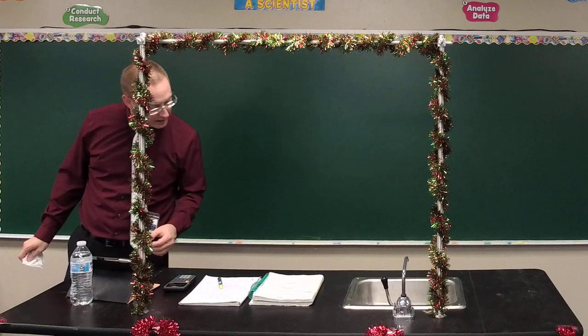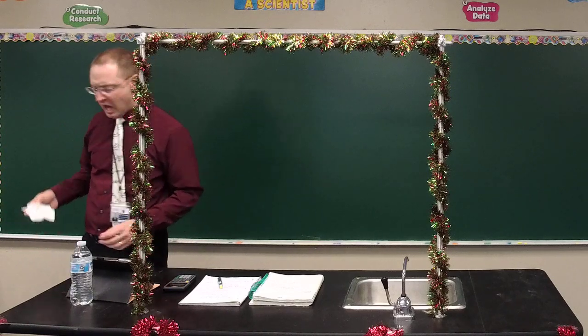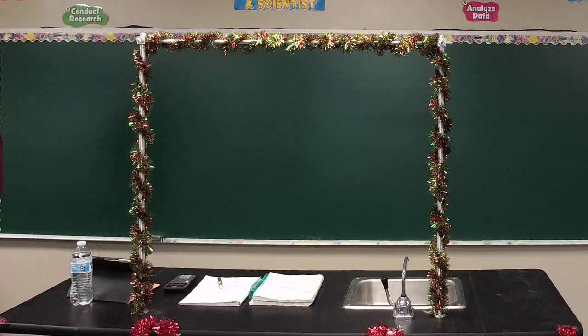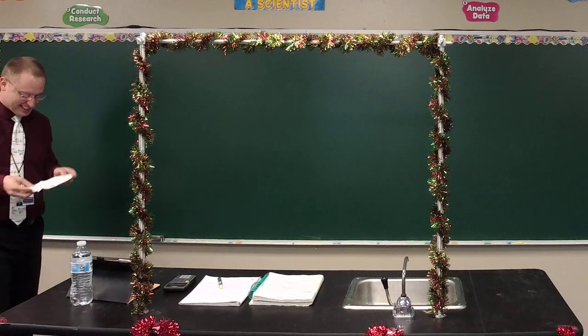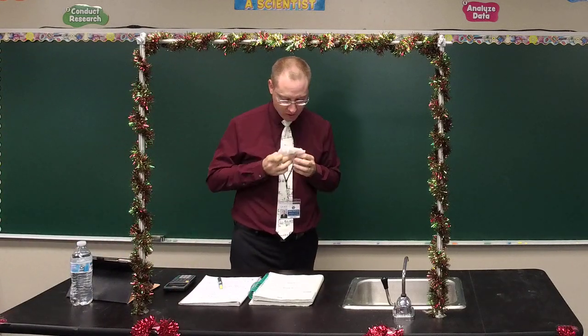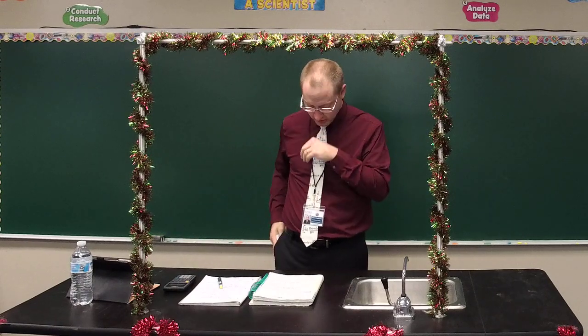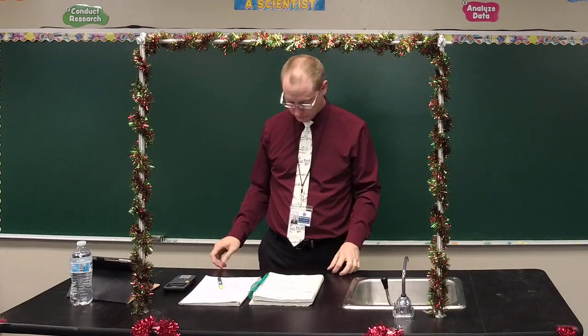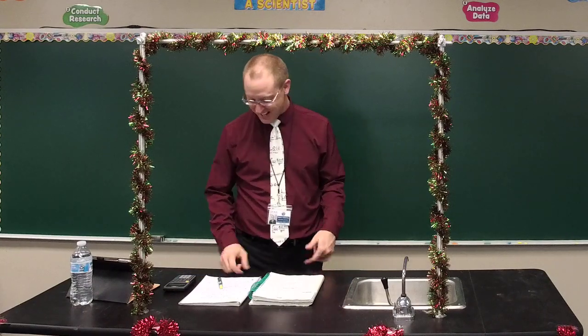Very good. Number 3, what's the relationship between work and kinetic energy? Michael. Work done is equal to the gain in kinetic energy. The equation is W equals delta KE equals KE final minus KE initial. Good. That's the relationship between work and kinetic energy, and that was the equation.